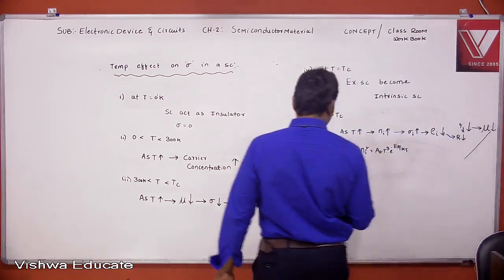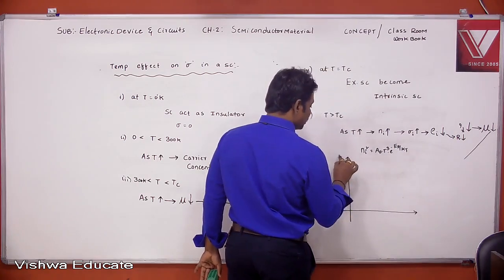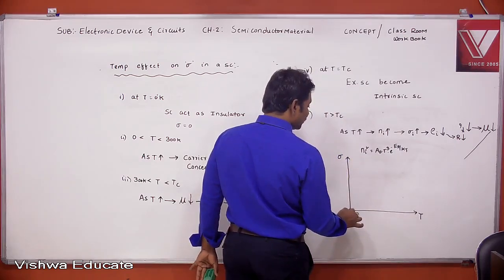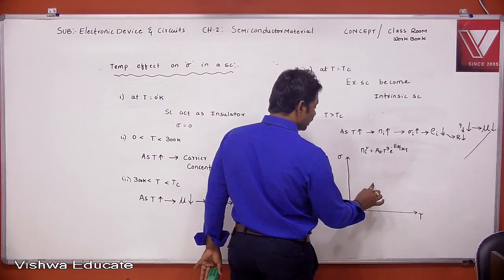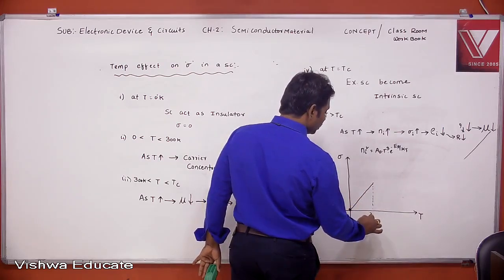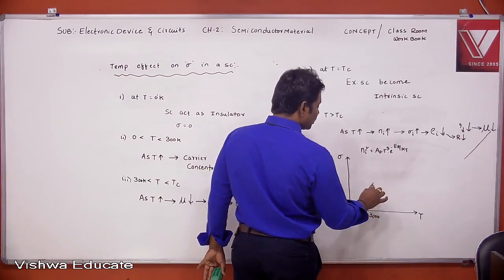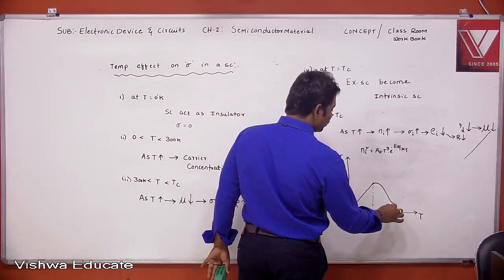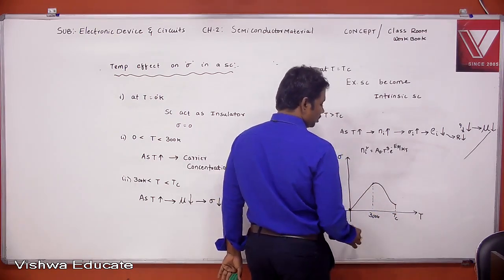Now see the complete graph, conductivity versus temperature. First I start with 0 degrees. At 0 degrees, conductivity is 0 because it is an insulator. As temperature is increased, the conductivity also increases up to 300 degrees Kelvin, right? After 300 degrees Kelvin, what happened? Again the conductivity starts to decrease due to collisions, up to the critical temperature, right?